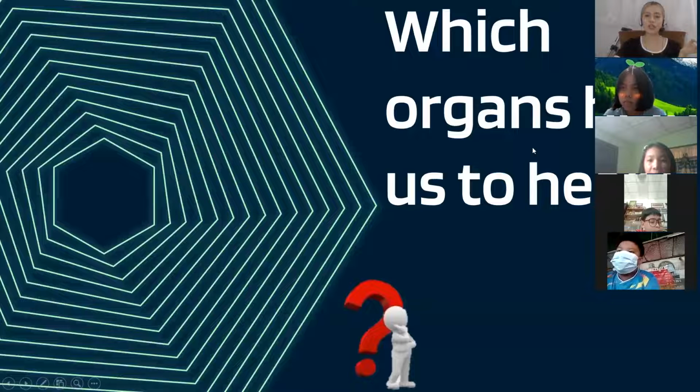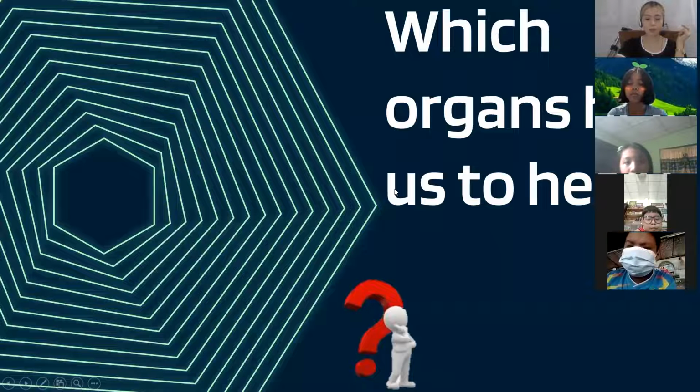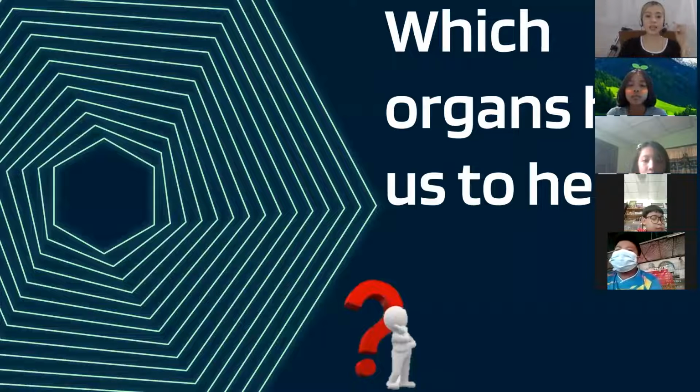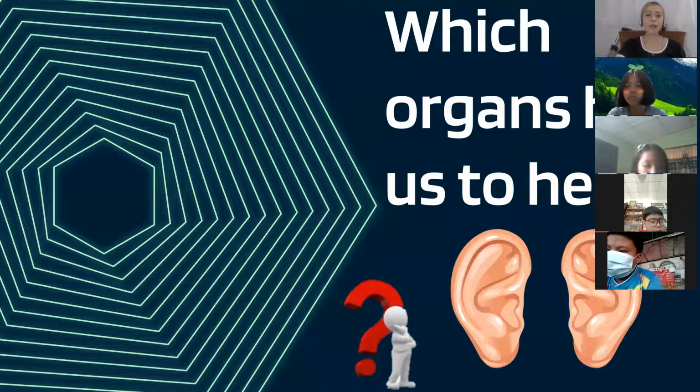Now, class, I have a question. Which organs help us to hear? Is it our eyes? No, it's the ears. It's our ears. Yes or no? Do we use our ears for hearing? Of course, we use our ears to hear. Now, class, how many ears do you have? You have two ears, right?